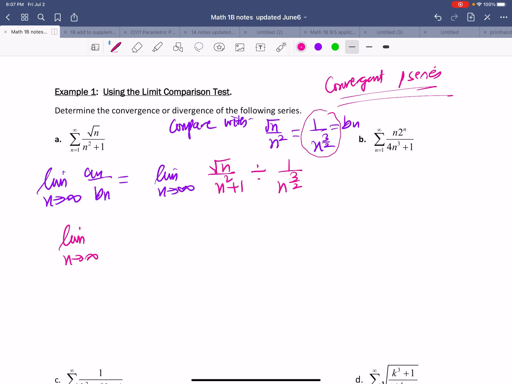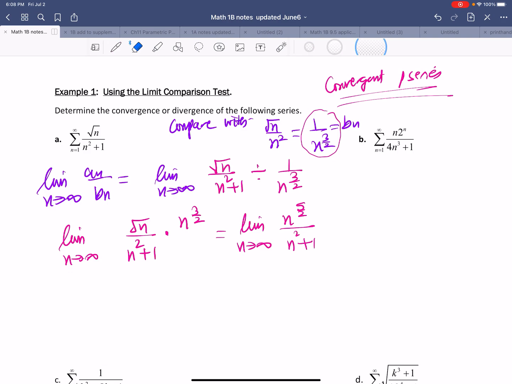So limit n goes to infinity, square root of n over n squared plus 1 times n to the power 3 halves. And that's going to be limit n goes to infinity, n to the power 3 halves plus 1 half, which is n to the power 5 halves... I'm sorry, 3 halves plus 1 half is n squared, over n squared plus 1. Now we know when n goes to infinity, this is actually infinity over infinity form, so I can use L'Hopital's rule, or I can go ahead and use some other techniques to evaluate this limit.